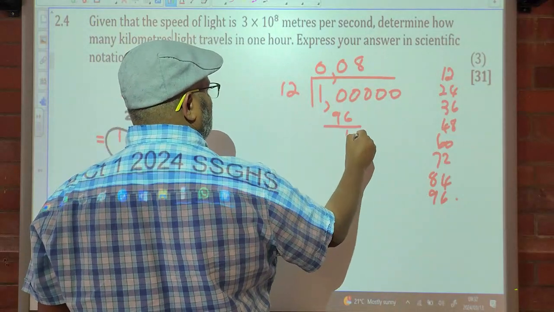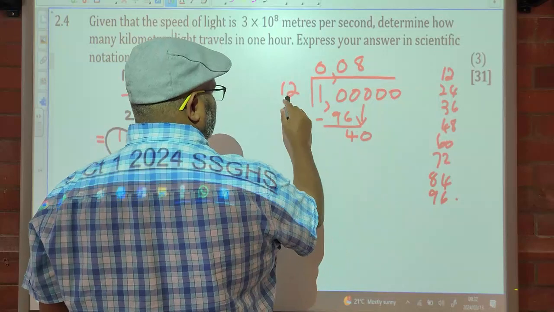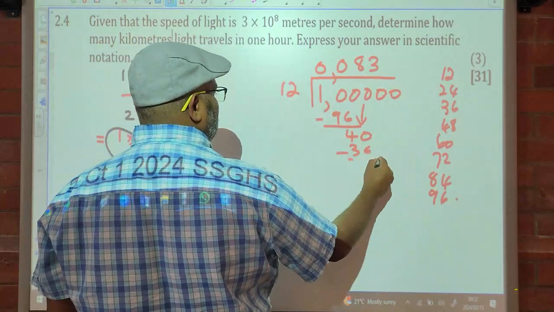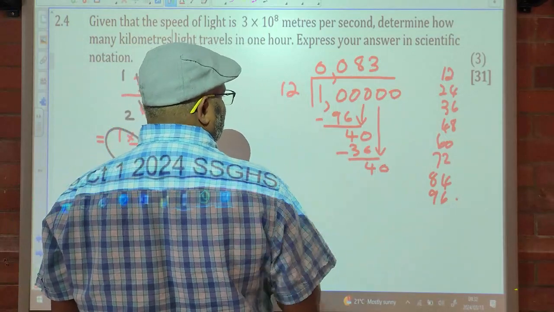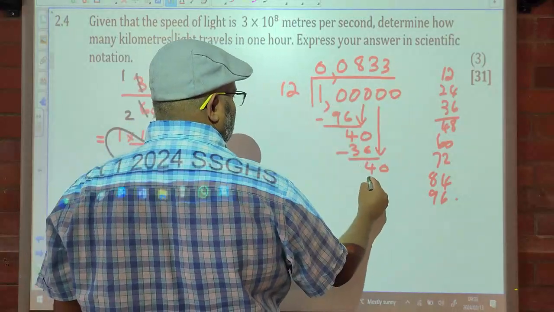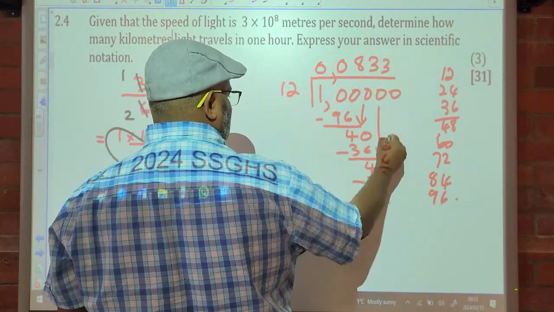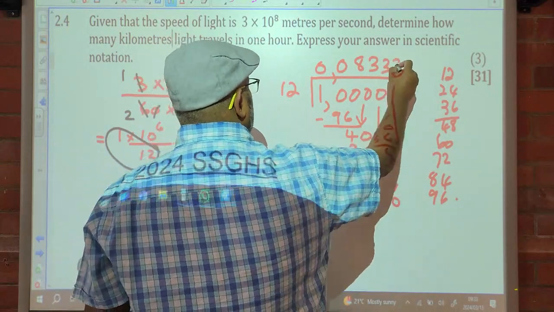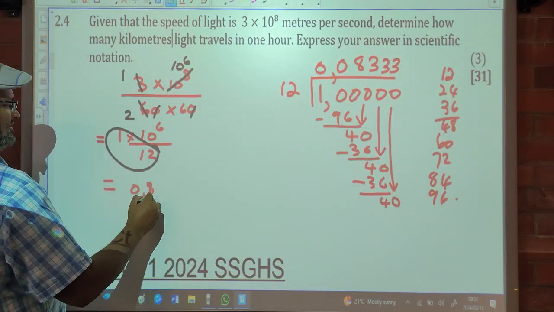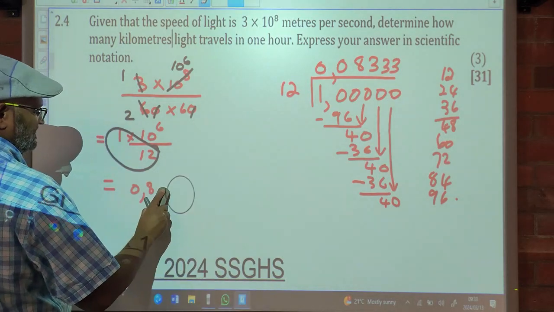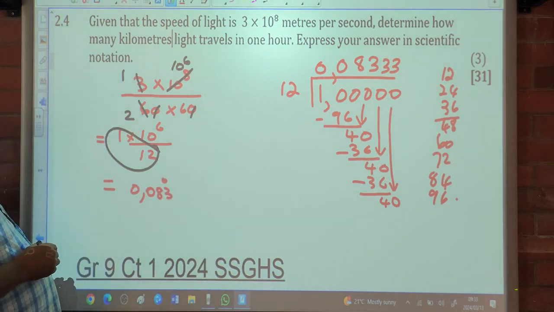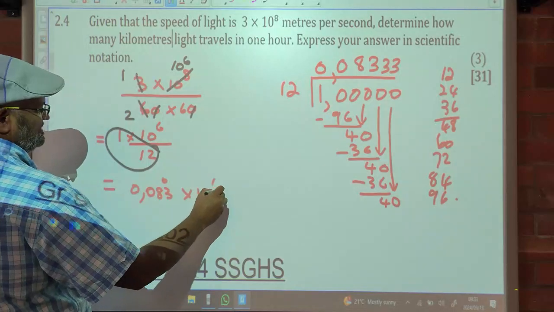You subtract again, 4. Bring down the 0. 12 into 40 how many times? 3 times. 3 times 12 is 36. Minus, you get 4. Bring down the 0. 12 into 40, sorry, 3 times, which gives an answer 36, minus 4. Bring down. What do you notice? The recurring number. So in other words, this is also 0.083333, not so, times 10 to the 6.